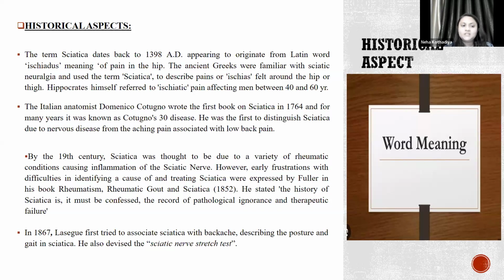He stated the history of sciatica is, it must be confessed, the record of pathological ignorance and therapeutic failure. In 1867, Lasègue first tried to associate sciatica with backache, describing the posture and gait in sciatica. He also devised the sciatic nerve stretch test, which is also known as the SLR test.